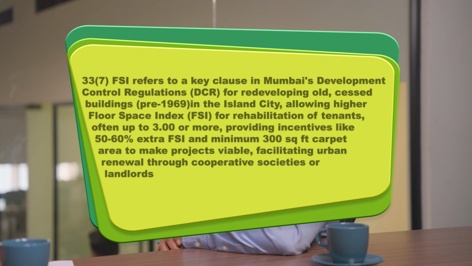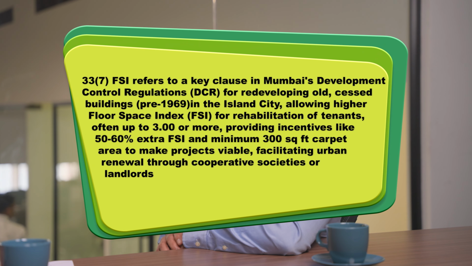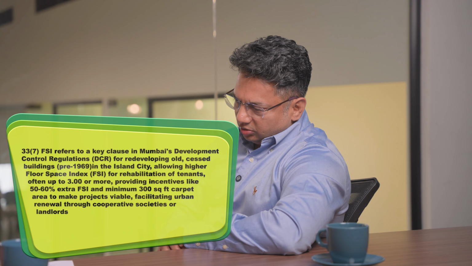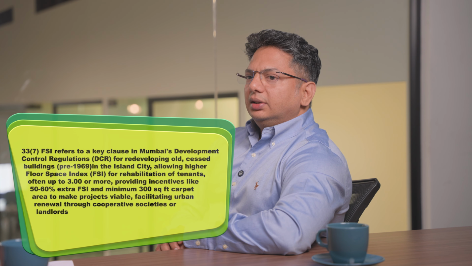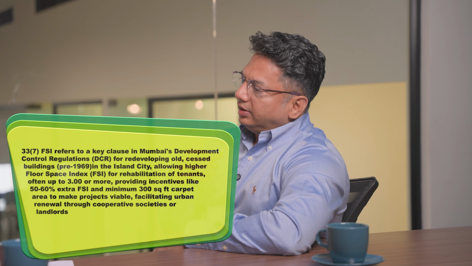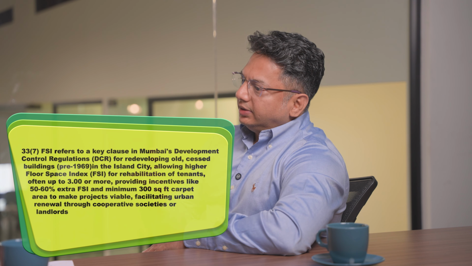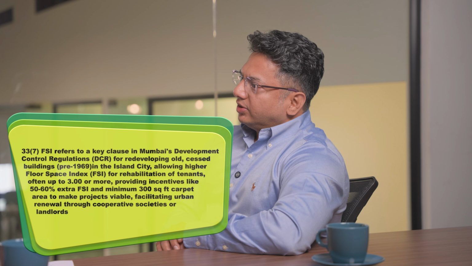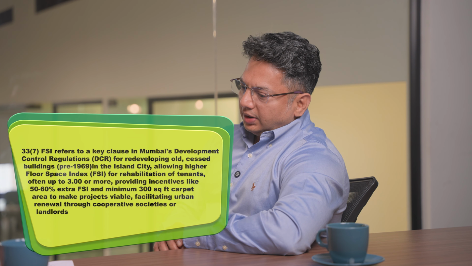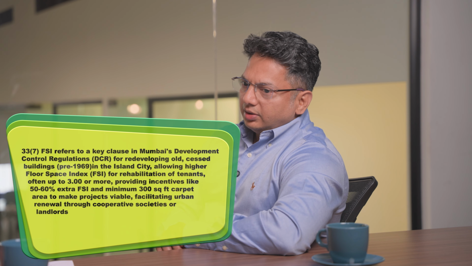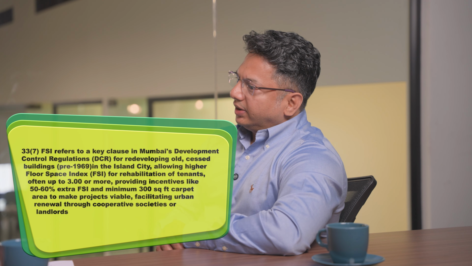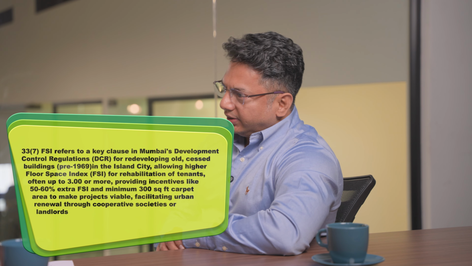Yeah, for example, 33(7) has an FSI of 3 plus incentive. Suppose I'm developing a plot of around 3,500 square meter at Lower Parel or Worli, and to make it more viable, because in the city there are cases wherein the FSI consumed is more than 1.33, than the zonal FSI. So in such cases, we go for incentive FSI, and then we also club with floating, which makes the projects more viable considering the location and the sale price.